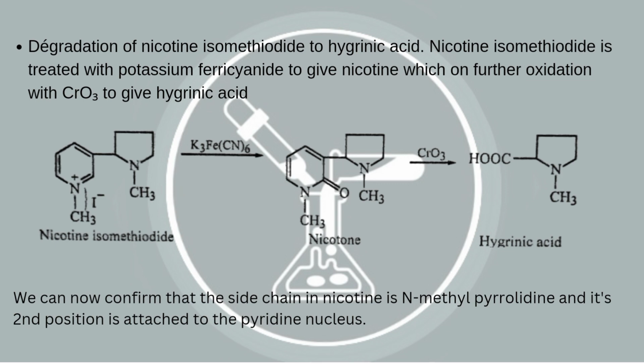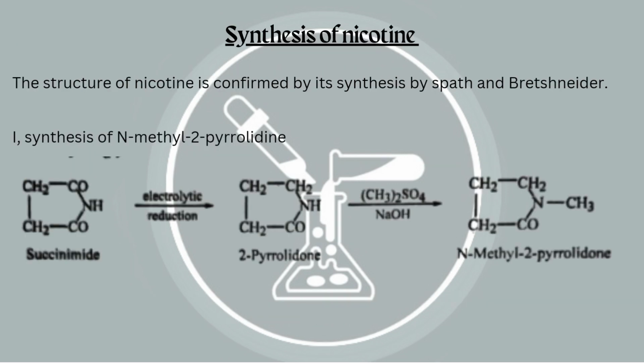Degradation of nicotine isomethionide to hygrinic acid. Nicotine isomethionide is treated with potassium ferrocyanide to give nicotine, which on further oxidation with chromium trioxide gives hygrinic acid. So the side chain in nicotine is N-methylpyrrolidine and its second position is attached to the pyridine nucleus. To confirm this structure, let's look at the synthesis of nicotine.